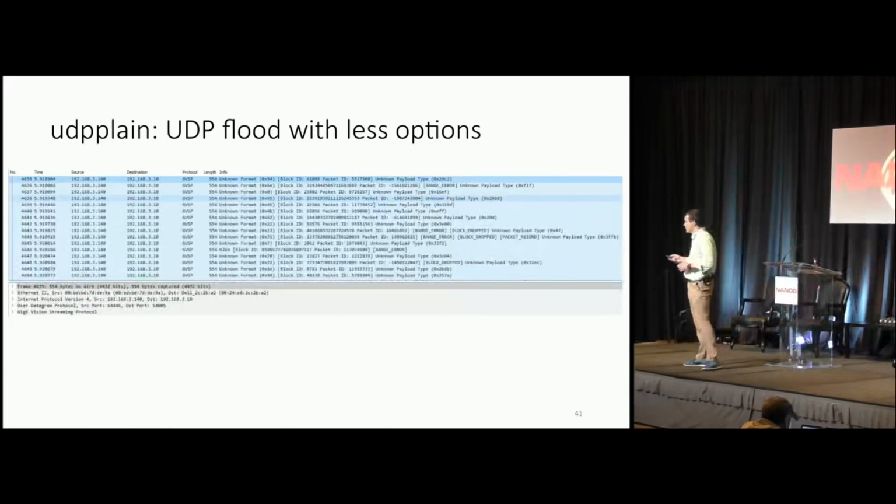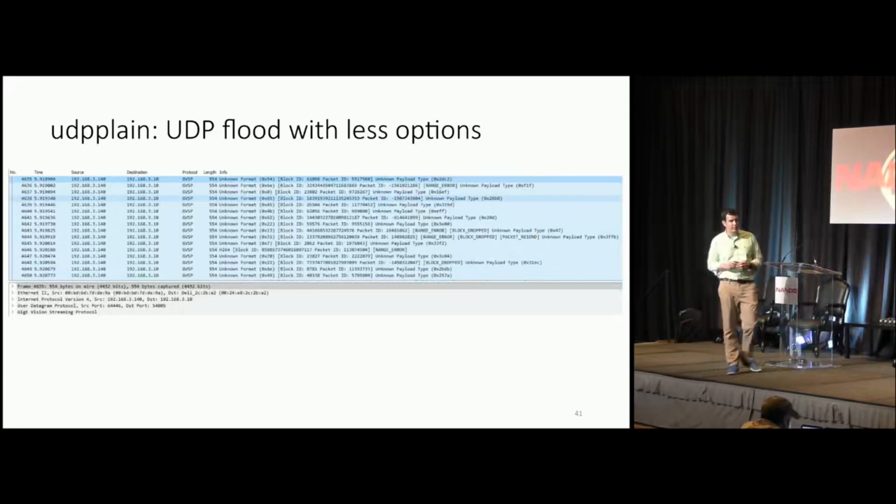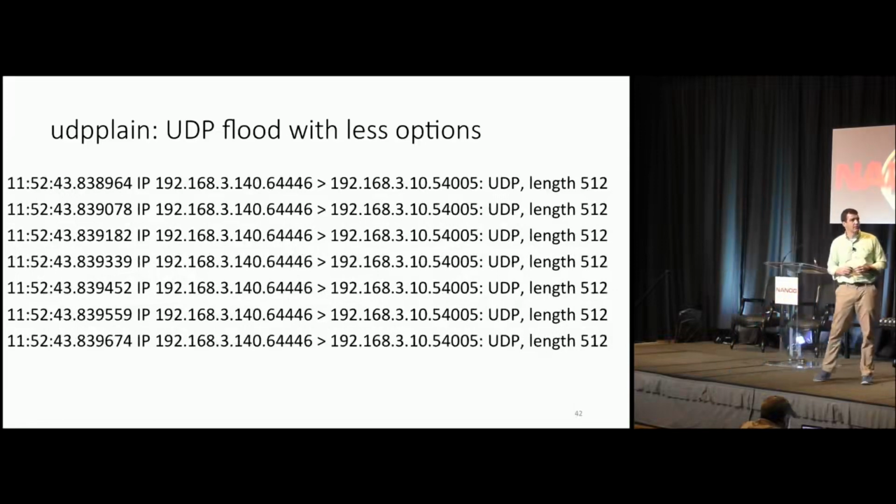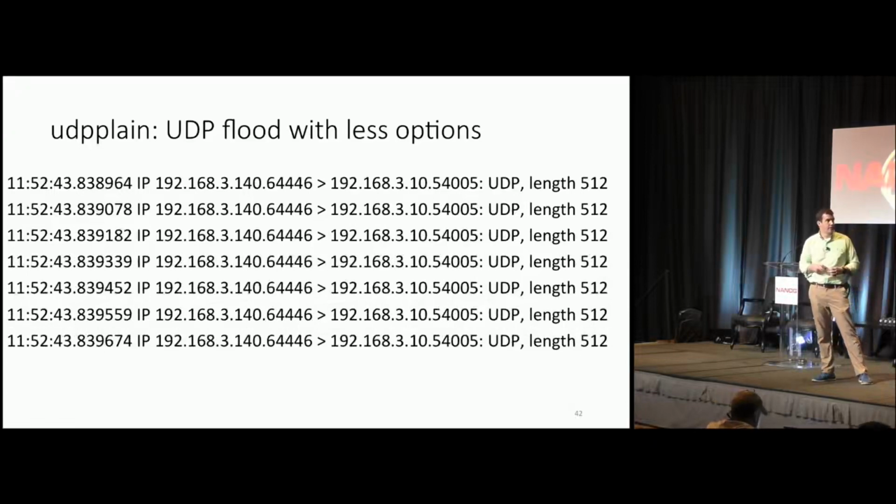This you won't be able to see, but I wanted to include it for posterity, or maybe for zooming in on the video. But here is basically what that looks like in tcpdump. A lot of these are packet length 512, so that might be a parameter that you might be able to filter on. Destination port 54005. I don't think that every time it's 64446.